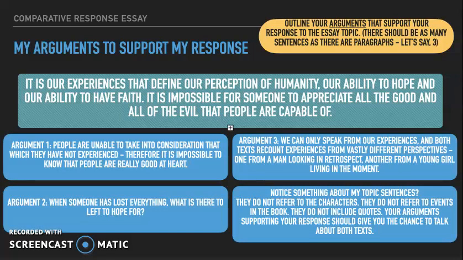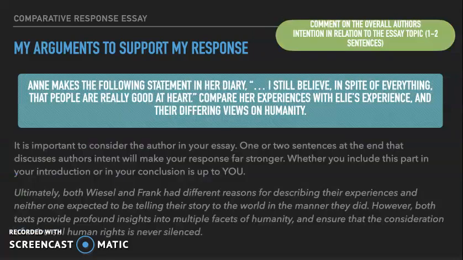Now, each of these arguments set me up to talk about both texts, and I can pull out information, I can pull out evidence and quotes from both texts to support the arguments that I've presented. If you have any questions about any of these steps along the way, please make sure you note them down so that you can ask me later and I can answer your questions.